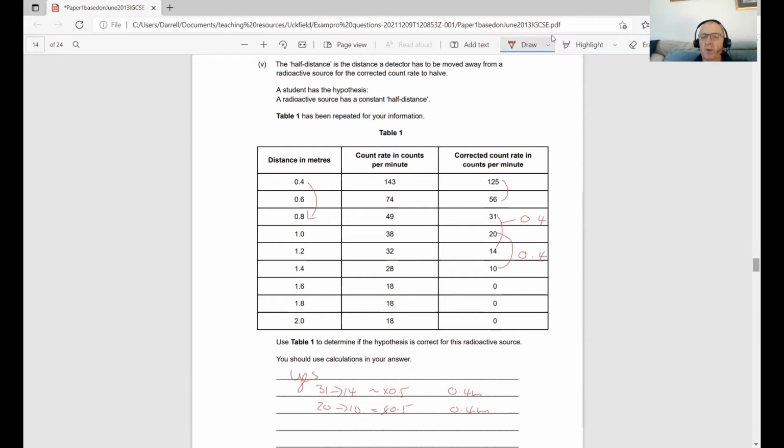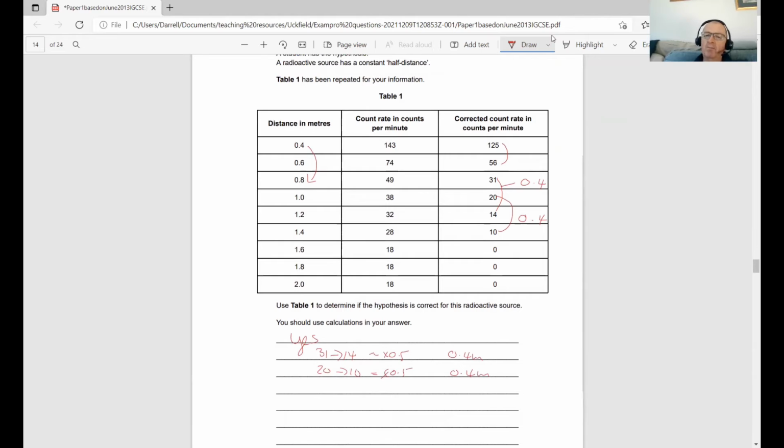So if you went from 125 to 63 to about 32, that'll be 2 half distances. You'd expect that to be 0.8. But that, you see, 125 to there, is 0.4.